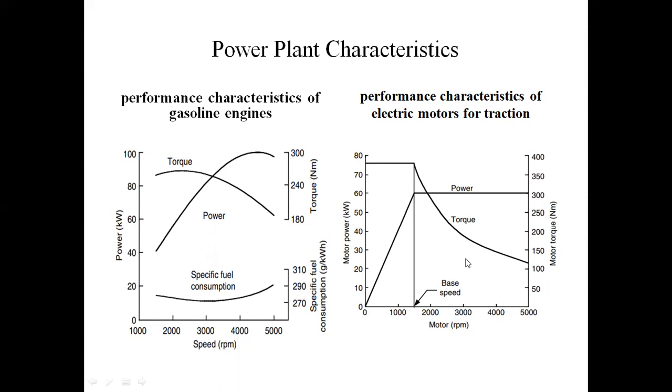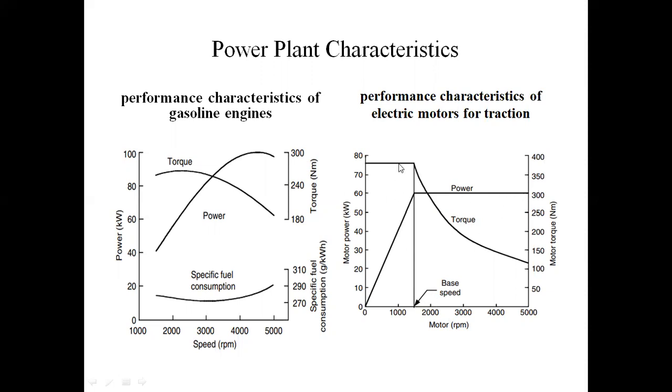Okay, this vehicle will run with electric power, motor power in kilowatts. I will explain the motor speed and this power. When the motor is up to base speed, the power increases linearly. After base speed, the power is constant. After 60 kilowatts, power is maintained constant.